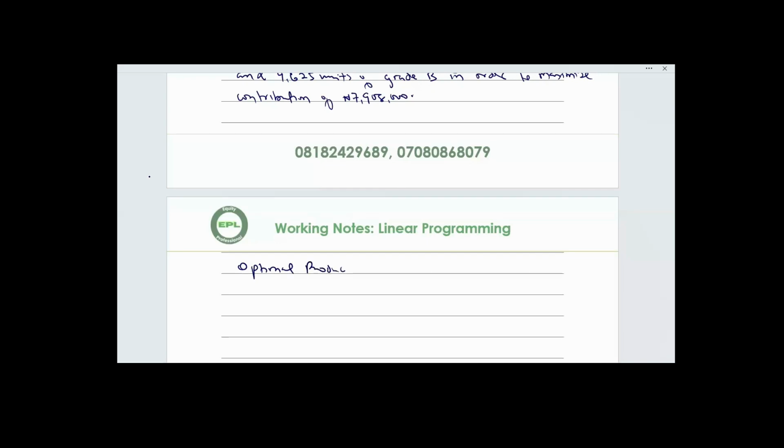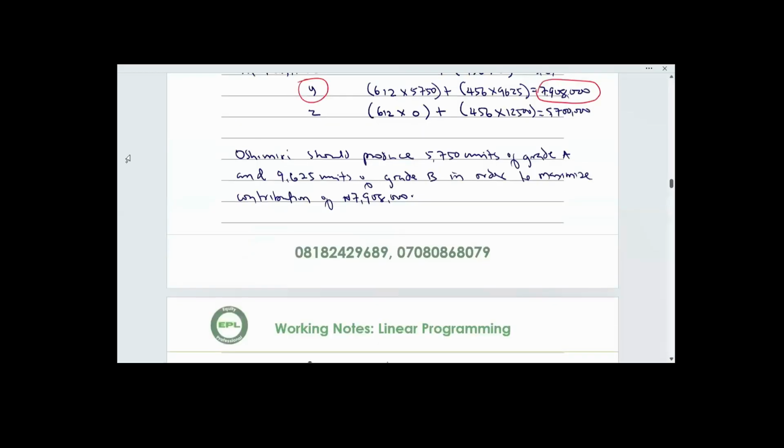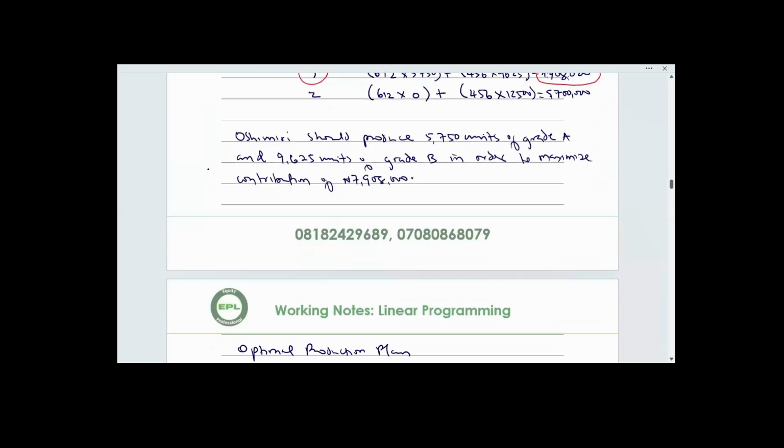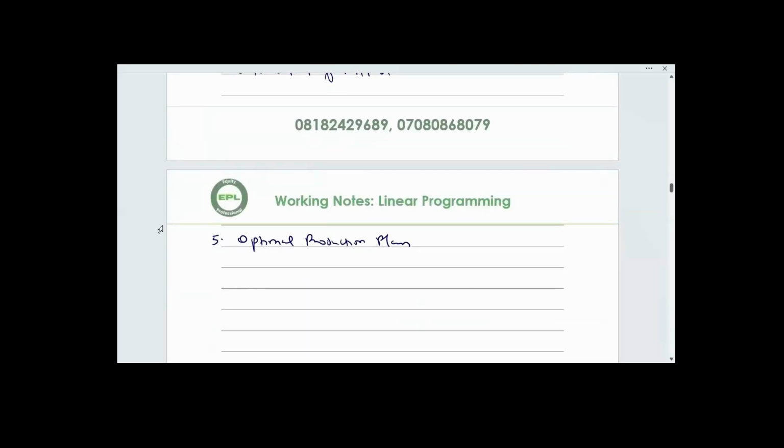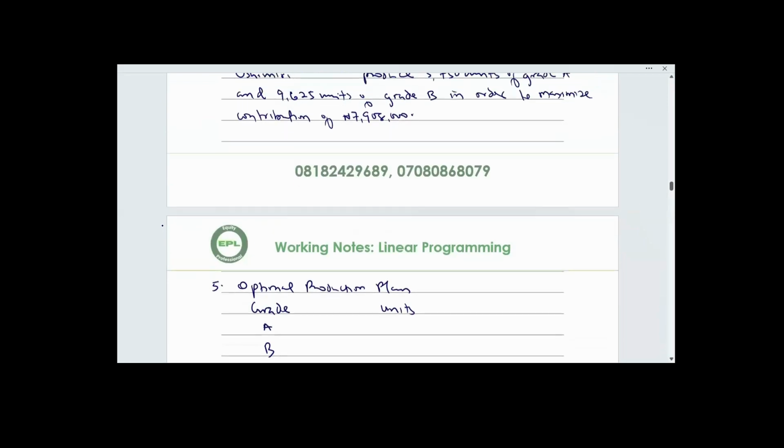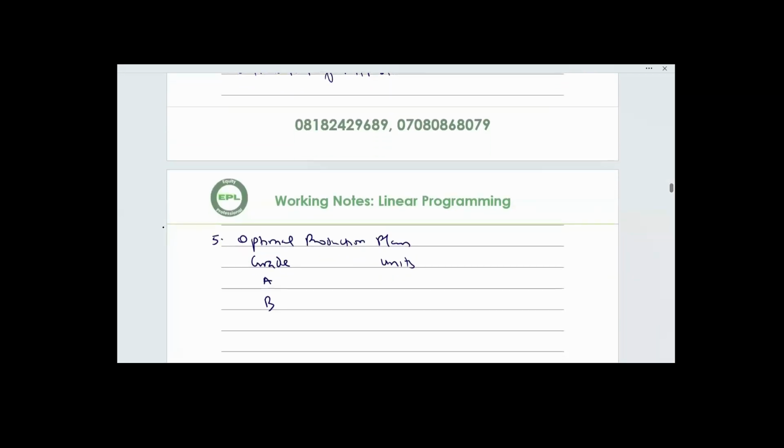Optimal production plan. We've already said it, but just to make it a point. So units, products, or say grade. Grade A, grade B. For grade A, we are producing 5,750. That's 5 marks.